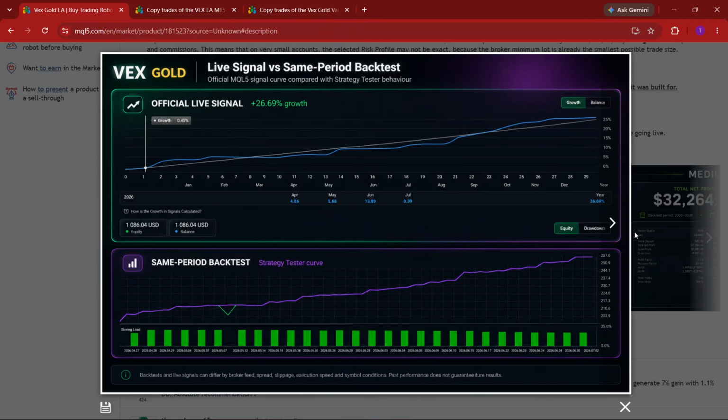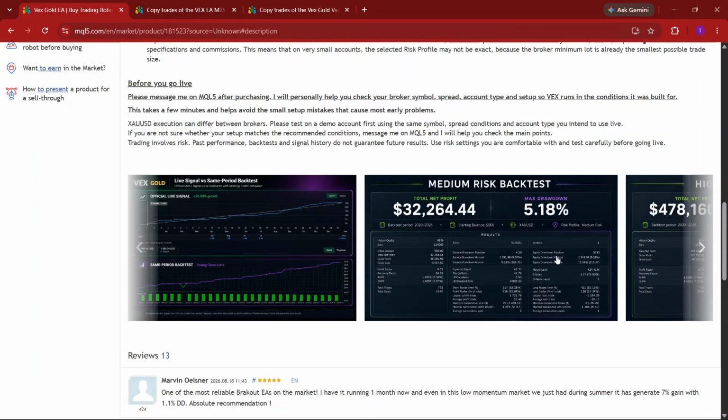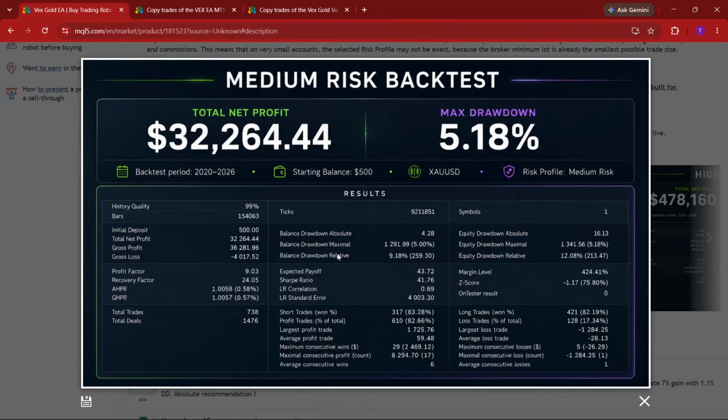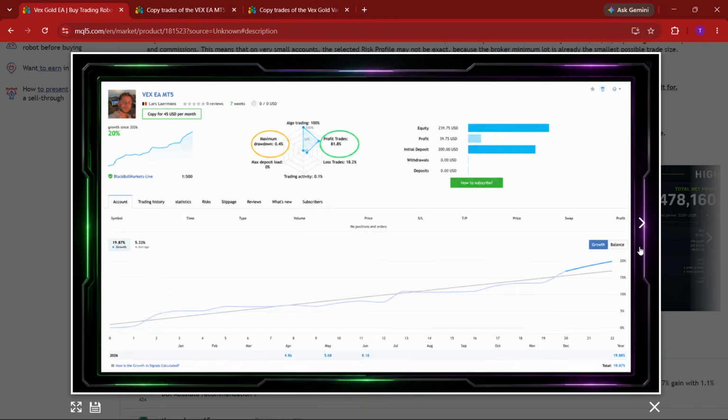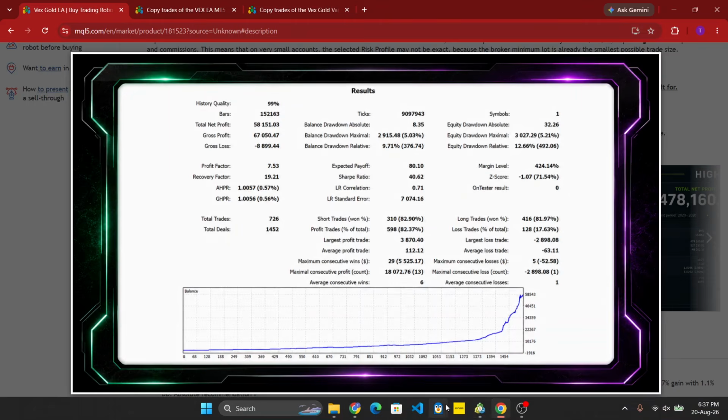26.69% growth, as you can see. Initial deposit 500, total net profit 32,000. Balance drawdown 5%, equity drawdown 5%, profit factor of 9, and recovery factor of 24.05. Now let's compare that with our backtest results.